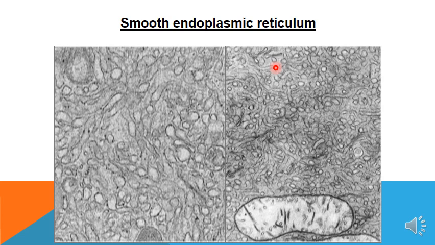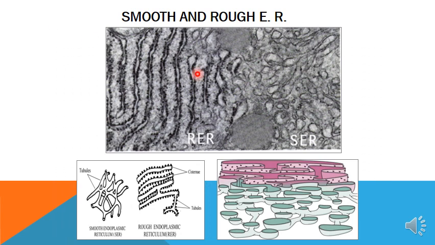So the smooth endoplasmic reticulum will appear as multiple circles of variable size, and they don't contain attached ribosomes on their outer surface. This is the mitochondria organelle. This picture contains RER with its parallel channels and SER with its variable shaped circles and no attached ribosomes on the surface. This diagram shows the branching and anastomosing tubules of the SER and parallel channels of the RER, which is studded with attached ribosomes.